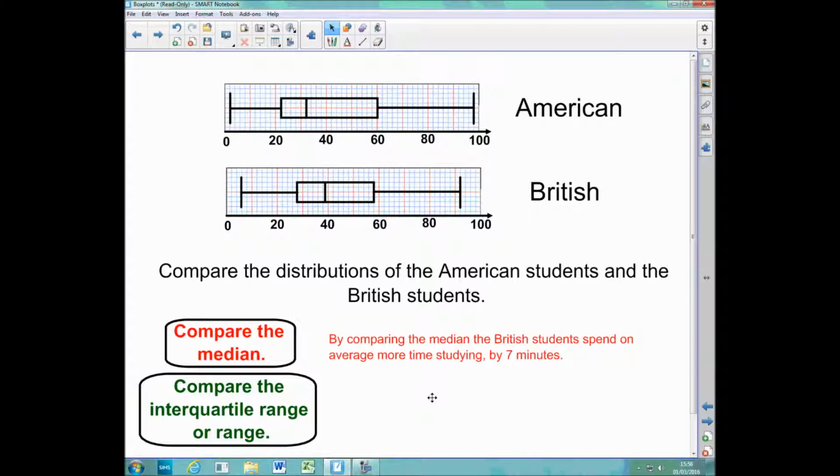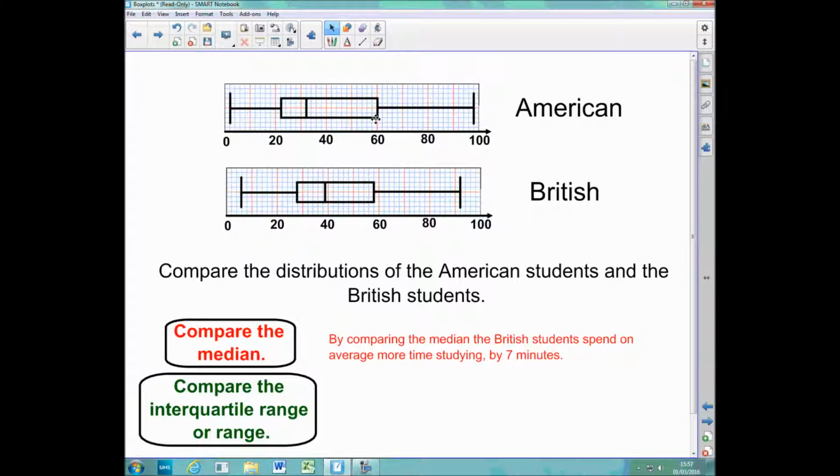The second thing they're going to ask you is to compare a measure of spread, or how spread out the data is. Now, there are 2 different values you can use. You can either compare the range or the interquartile range. Now, because the interquartile range is seen as more accurate, they usually prefer you to compare those. So the interquartile range is depicted by how wide the box is. So we can calculate that again.